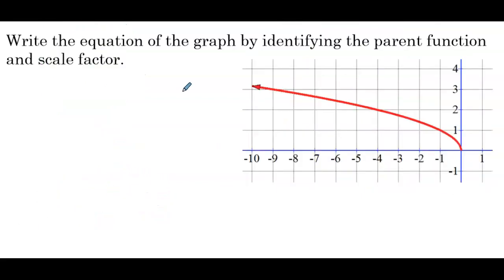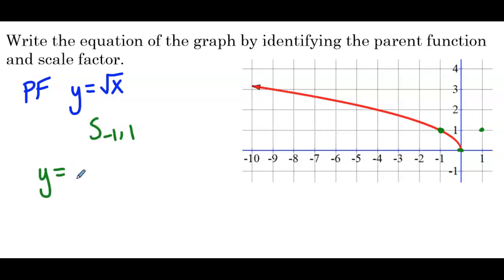Write the equation of the graph by identifying parent function and scale factor. So the parent function here is the square root function, so y equals the square root of x. So there we have (0, 0), (1, 1), (4, 2). I can't fit that on the graph. So let's see. Comparing (1, 1) to (-1, 1), seems like the x value's been multiplied by negative 1. So we have y equals the square root of x divided by negative 1. So y equals the square root of negative x. In this case, that's the only one that I see. I don't see another way to define this function.